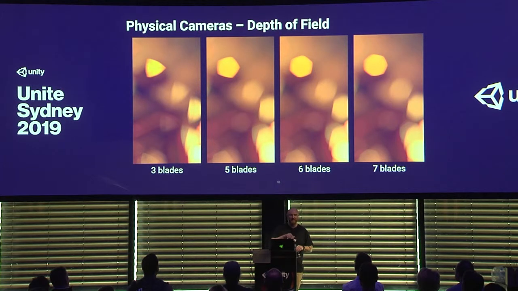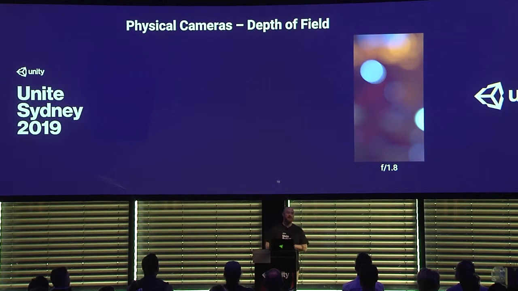I also like that the 3 blades kind of looks like the Unity logo. It's kind of neat. We can take that even further. So sure, blade count affects what that bokeh looks like. But now let's look at how aperture affects the shape or the blade attribution to the bokeh.